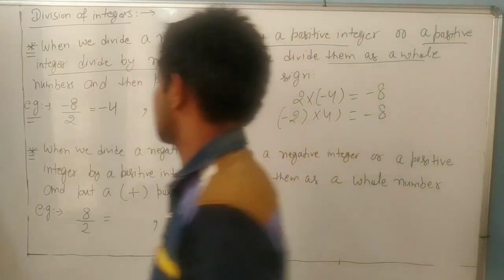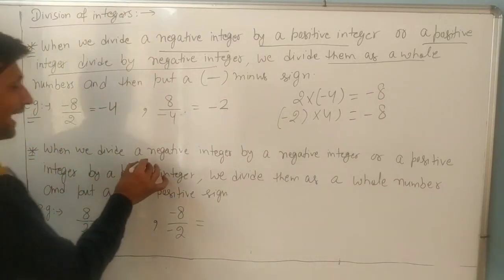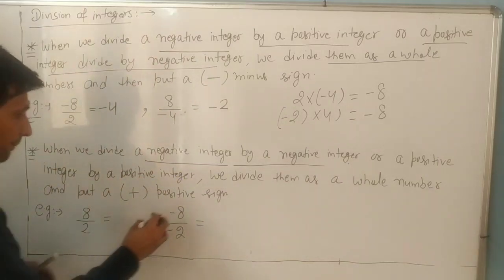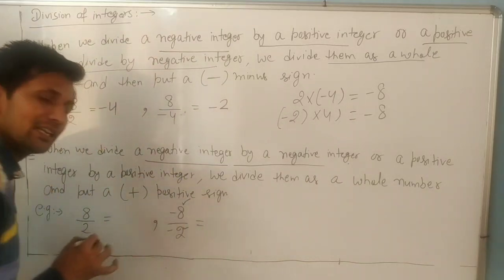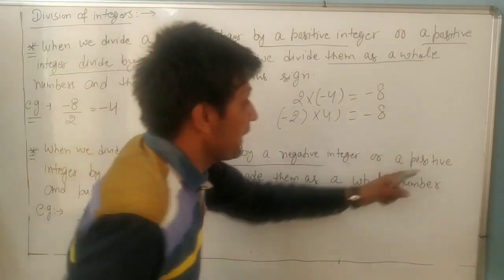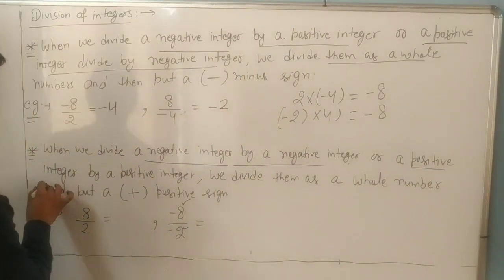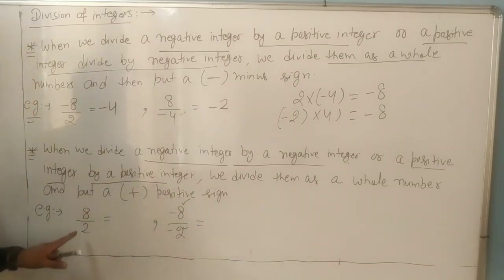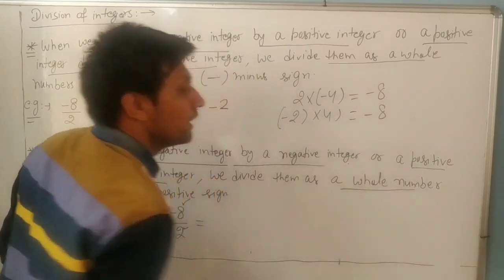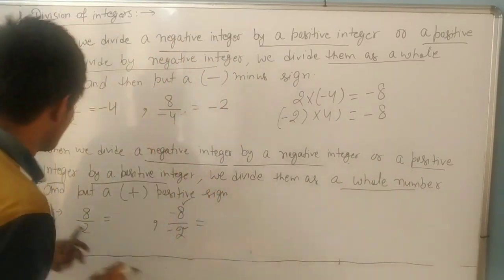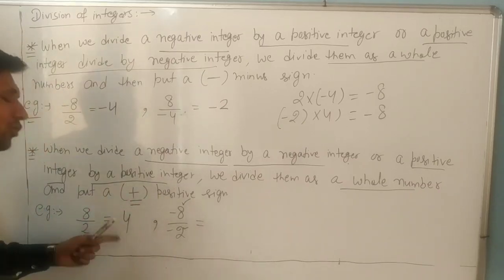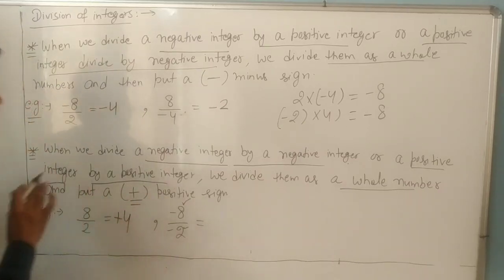Okay dear? Now next. When we divide a negative integer by a negative integer, minus 8 divided by minus 2, both are negative. Both are negative means same sign. Or a positive integer by a positive, 8 divided by 2, same. So we divide them as a whole. So it means we forget, suppose there is no sign. 8 divided by 2 is 4, and put the positive. No need to write positive. Okay? No need to write positive.